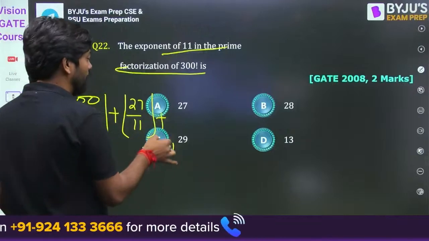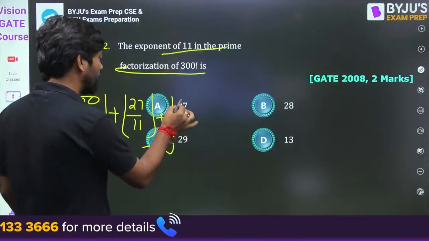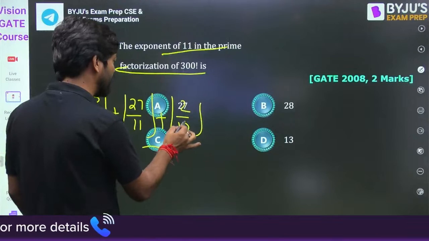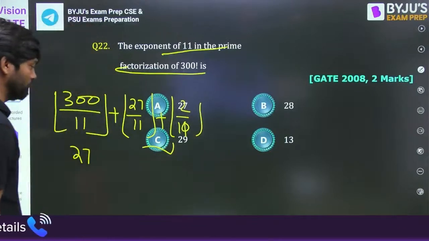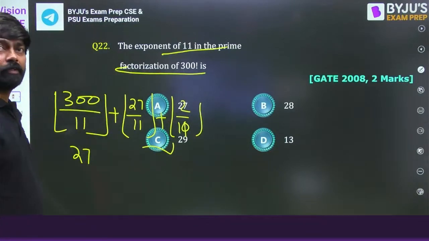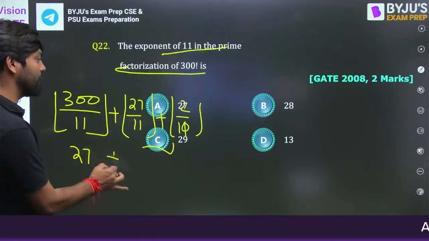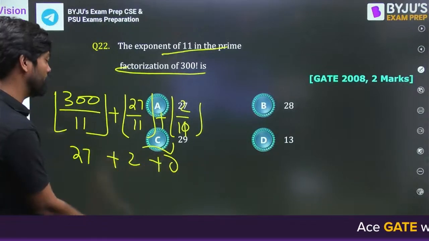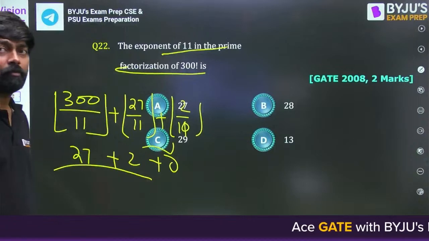Now see here, until you can get 0, fine. 2 divided by 11, fine. That's it, my dear friend. See here, 27: here you will get 2, here you will get 0. Fine. So 27 plus 2 is nothing but 29 will be the answer.